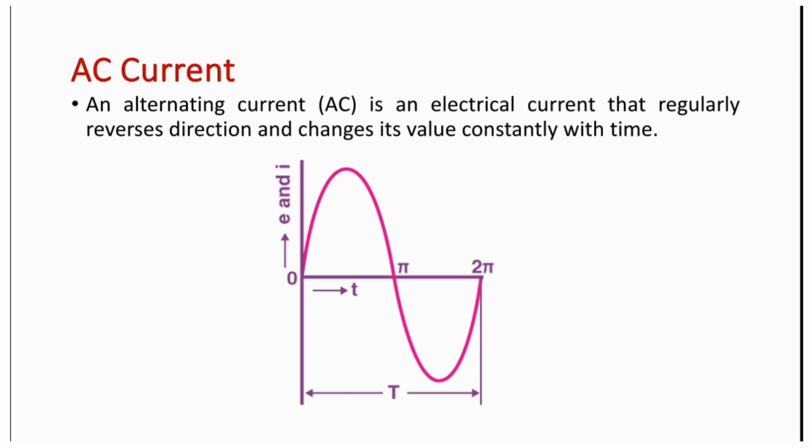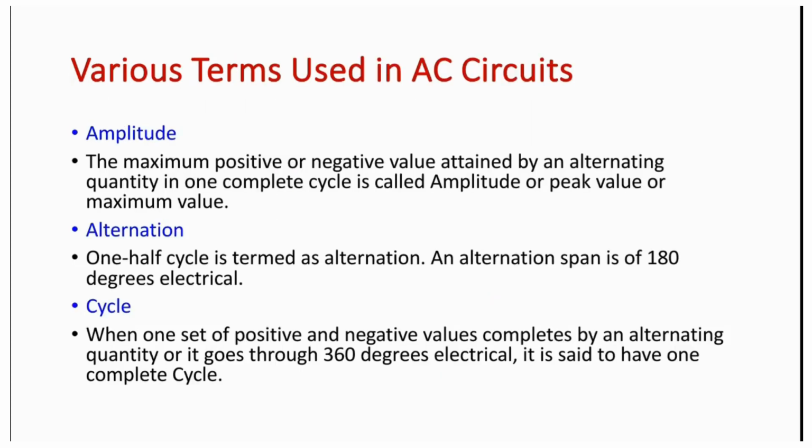This is the sinusoidal nature of alternating current. It has a time period of 0 to 2 pi. The magnitude is either Em or Im, depending upon which type of waveform is presented here. The main thing is that alternating current is an electrical current that regularly reverses direction and changes its value constantly with time. So it has a positive value and a negative value, but the magnitude should be the same.